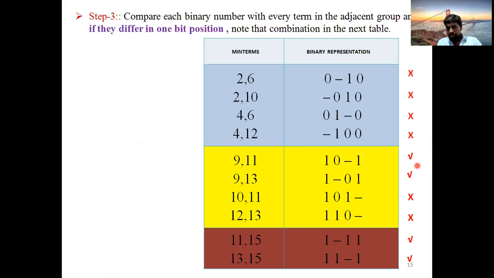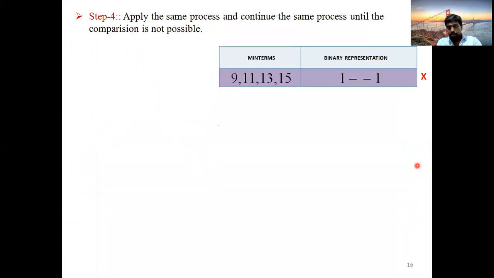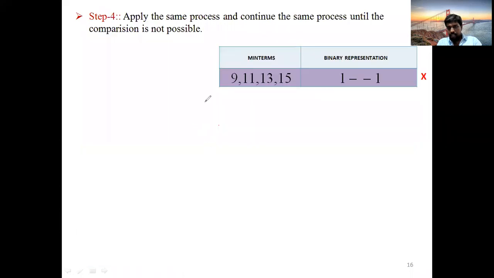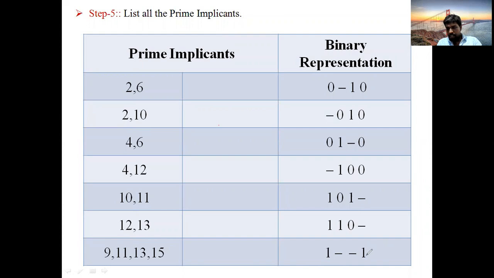Then step number 5 is prime implicants. See, 2, 6, 2, 10, 4, 6, 4, 12. All the 7 cross-marked terms I have written here. Right? And how to write the answers here? Copy the respective binary formats from the table itself. You can find 9, 11, 13, 15. What is the answer? 1 dash dash 1. Here it is written 1 dash dash 1. Like that, you can copy the same values from the table itself.